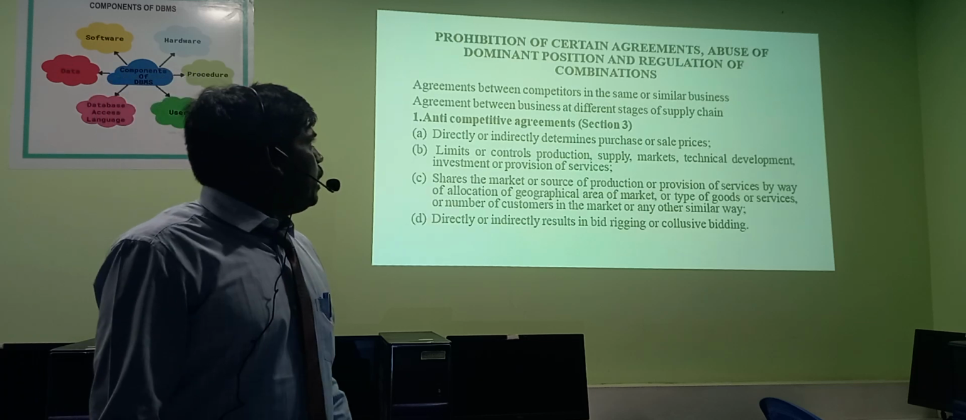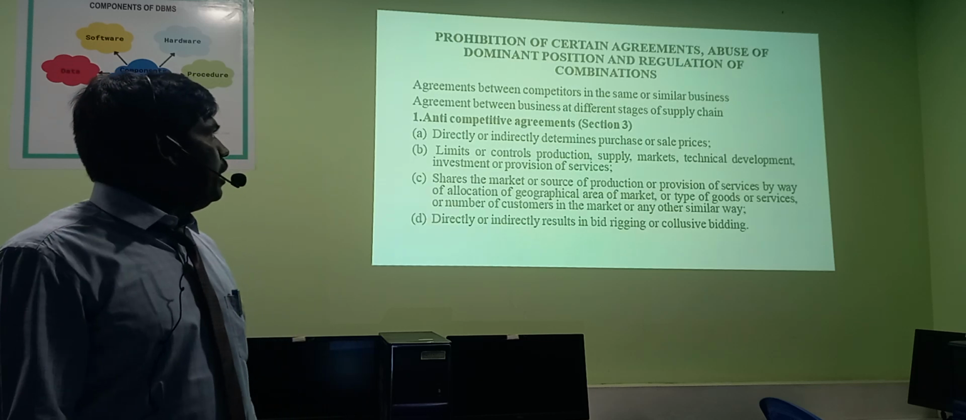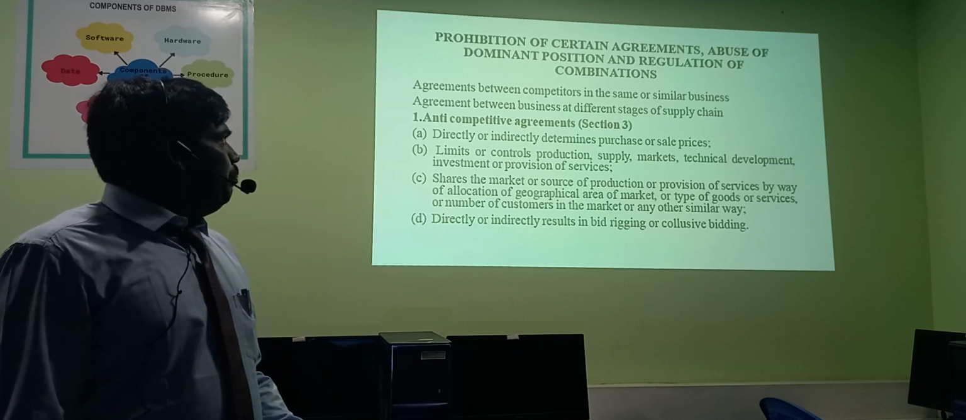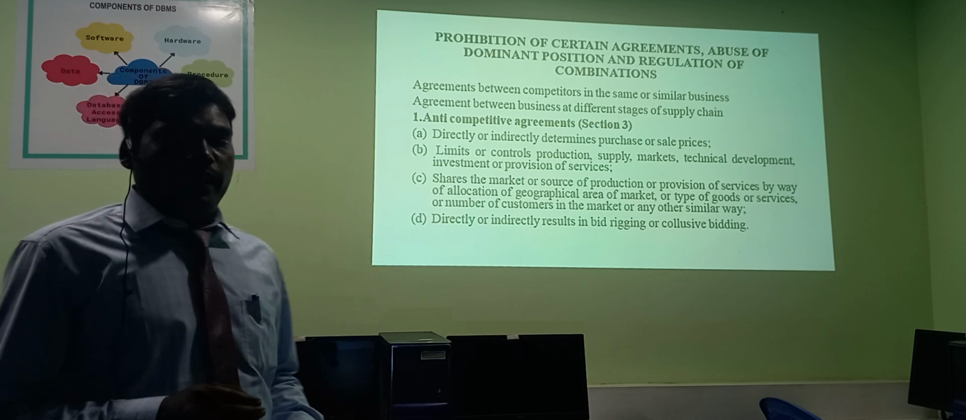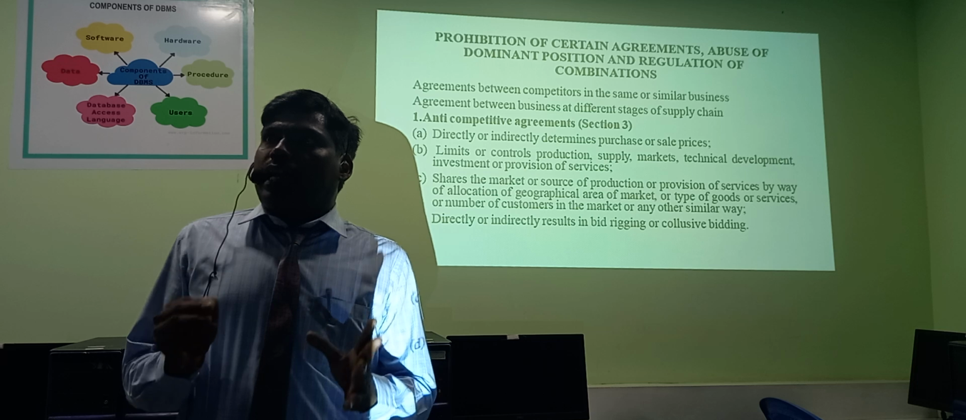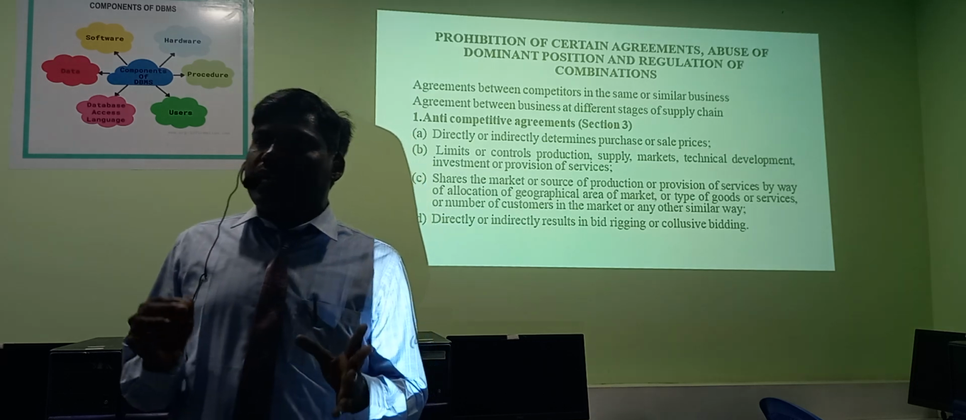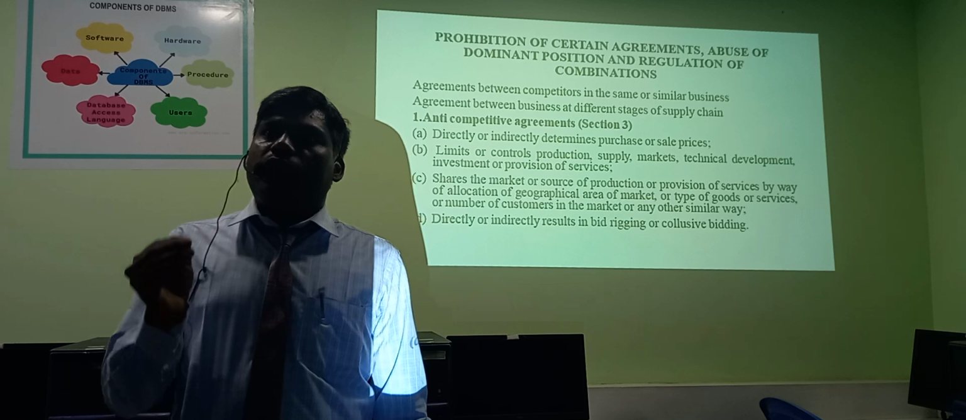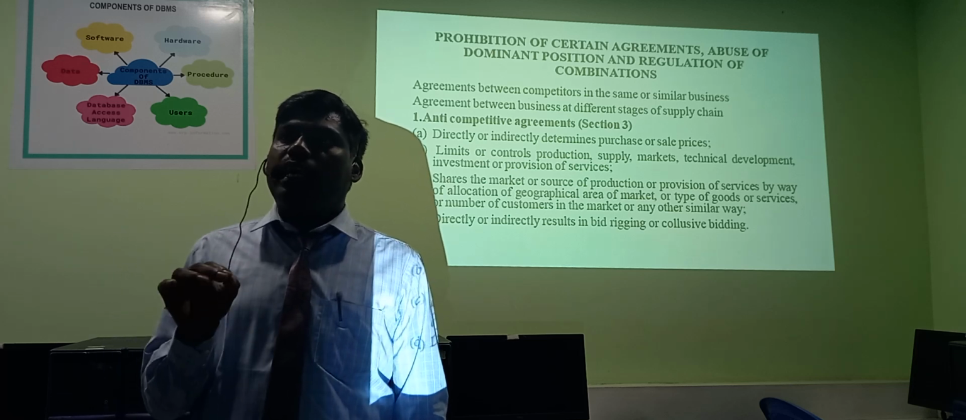Next one: prohibition of certain agreements, abuse of dominant position, and the regulation of combinations. So, prohibition of certain agreements. What is meant by agreements? An agreement is a mutual understanding between two parties. So, agreement is equal to offer plus acceptance.